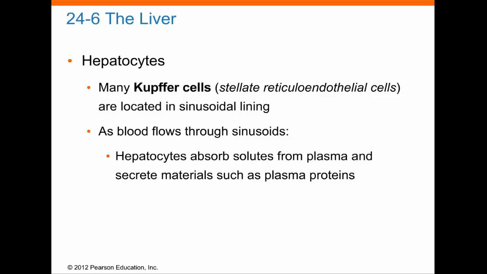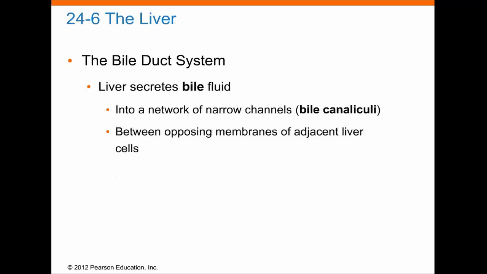Many Kupffer cells, also known as stellate reticuloendothelial cells, are located in the sinusoidal lining. The sinusoidal lining is the blood vessel lining. As blood flows through the sinusoids, the hepatocytes absorb solutes from plasma and secrete materials such as plasma proteins. As I said previously, the liver secretes bile into a network of narrow channels called bile canaliculi, between opposing membranes of the adjacent liver cells.